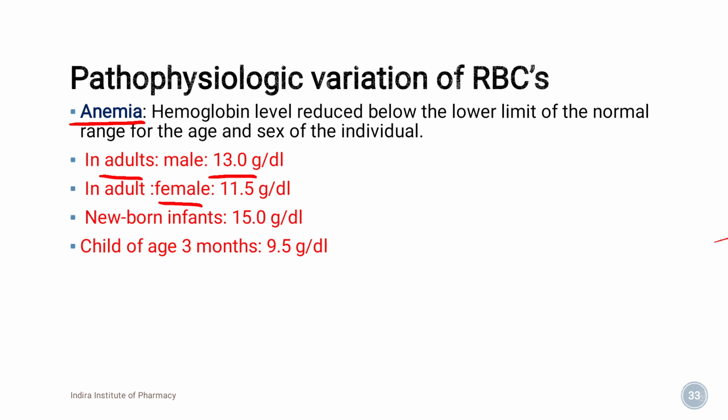So in adult males, the normal value of hemoglobin is 13.0 gram per deciliter, so they are in a range of 13 to 15. Then we have in adult females 11.5 gram per deciliter to 12. Then in newborn infants we have 15.0 gram per deciliter, and a child of 3 months of age is 9.5 gram per deciliter. So remember these values, they are important.